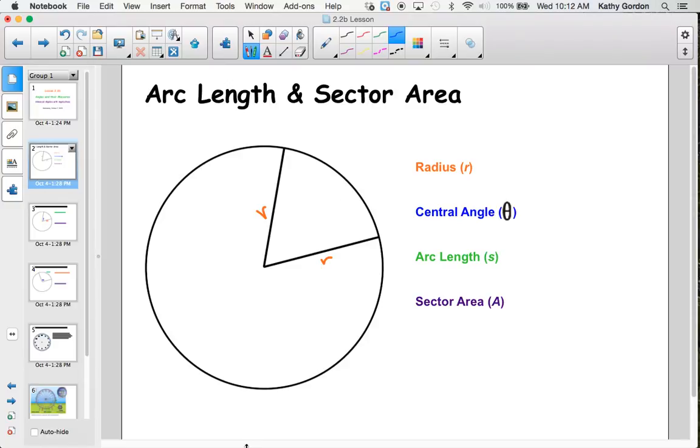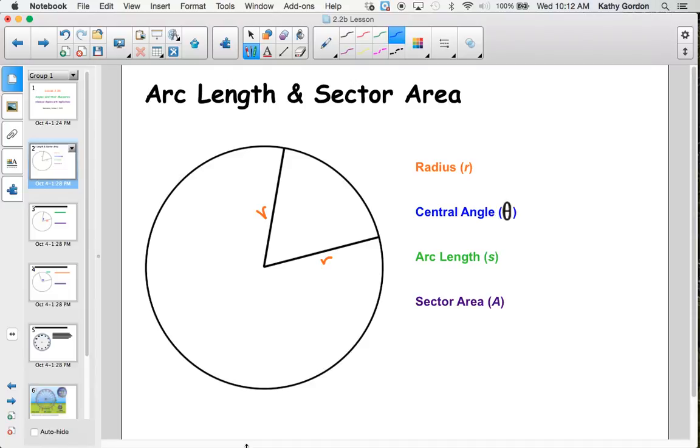Central angle. What do you suppose we mean when we say central angle? Use our context clues.